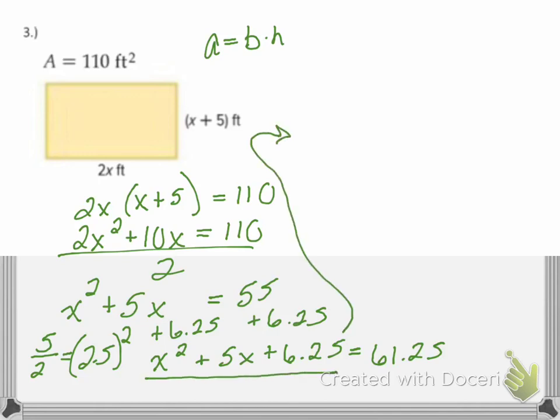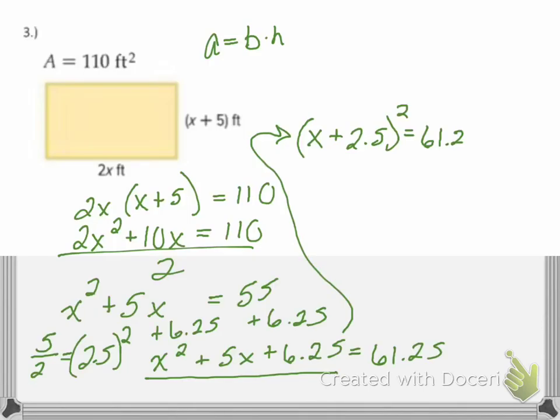Now I need to factor what's on the left-hand side, and I kind of ran out of room, so I'm going to go all the way up here. If you square root 6.25, that'll give you 2.5. So it factors into x plus 2.5 squared is equal to 61.25. Whoops, didn't mean to change the screen there. I don't know why it keeps doing that.